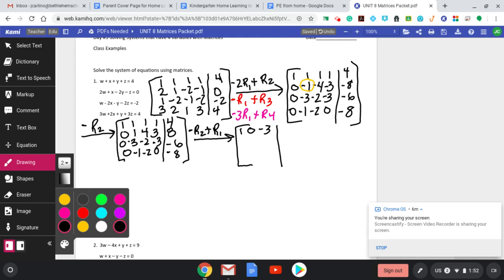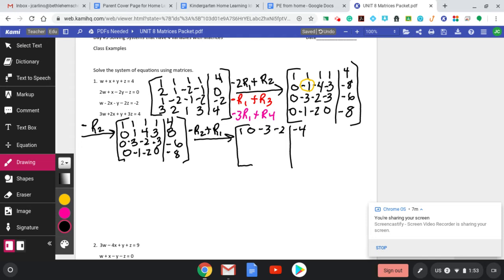Oh, I'm missing something. Okay, so 1, 0, negative. Oh, there it is. -3 plus 1 is going to give me -2. And now -8 plus 4 will give me -4. So I should be all right there. Okay. Everyone all right there? Okay, next up, got to worry.